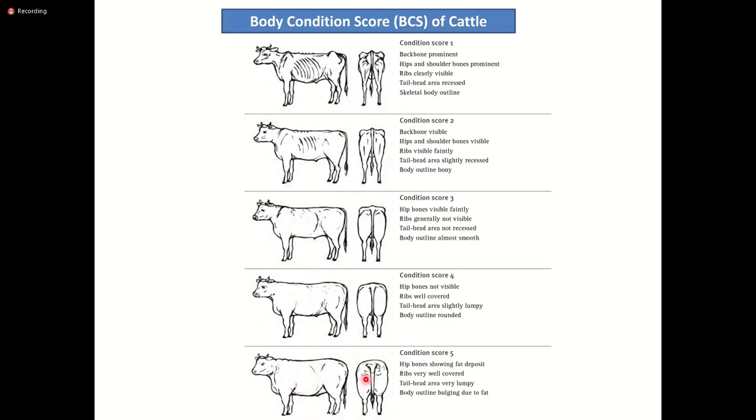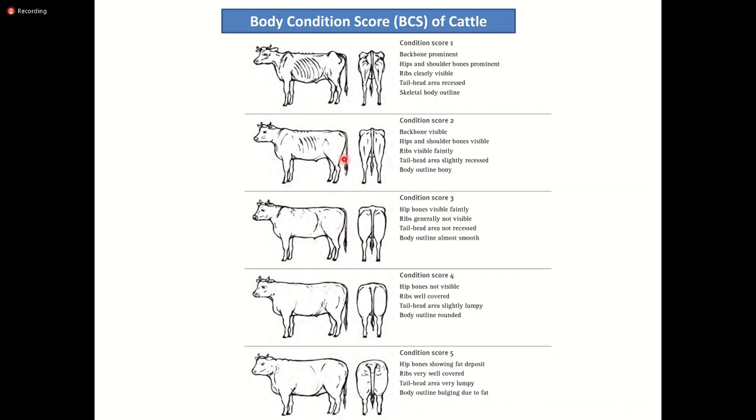You cannot even see the hip bones. Fat is deposited all over. But here, yes, you can slightly see the hip bones. Ribs are not visible, in the general scenario. Tail heads are well clean and well straight. The body outline is very smooth compared to these two scenarios. So this is the best level.